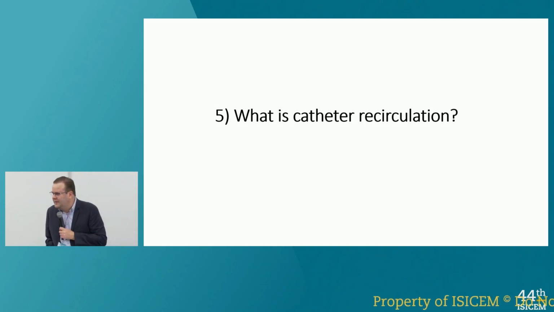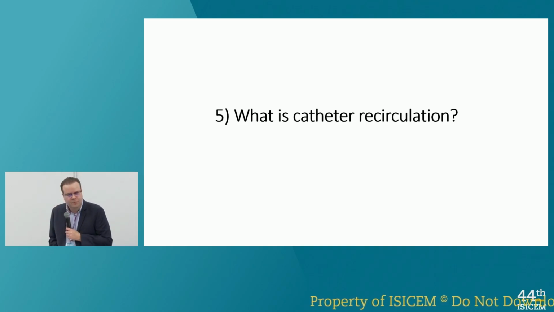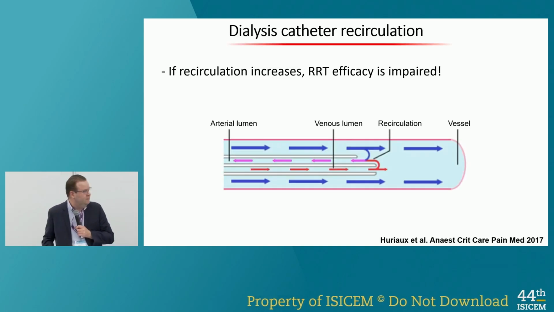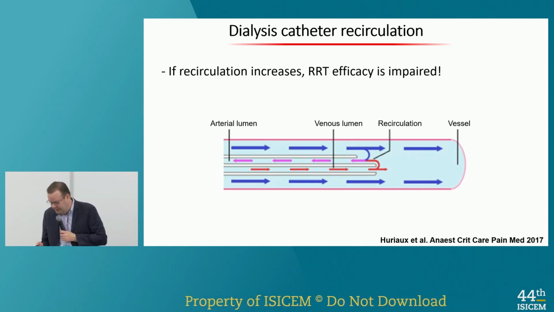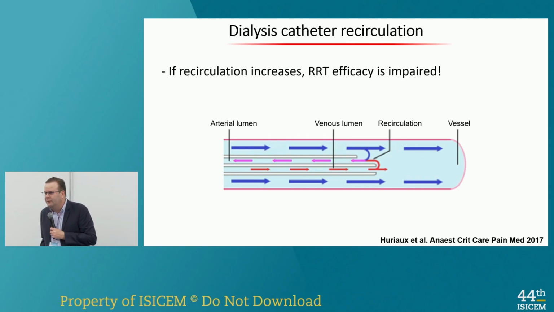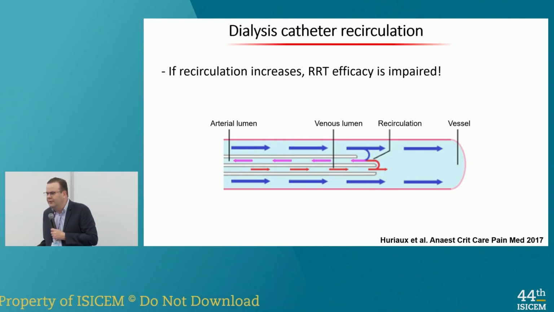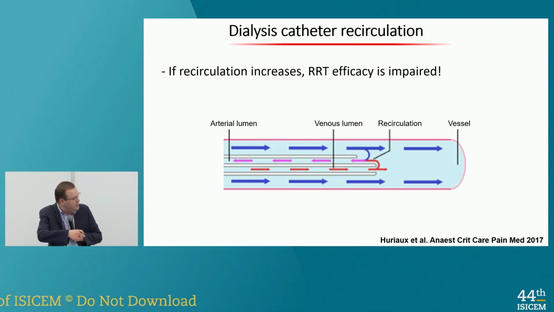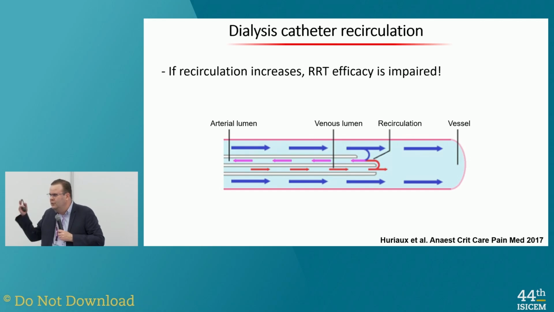Do you know what catheter recirculation is? Right? That's very important. What is catheter recirculation? So you have your catheter here in a high blood flow rate location. The high blood flow rate location is represented here by the blue arrows. You have a lot of blood circulating. The blood flow in the vessel here is high.